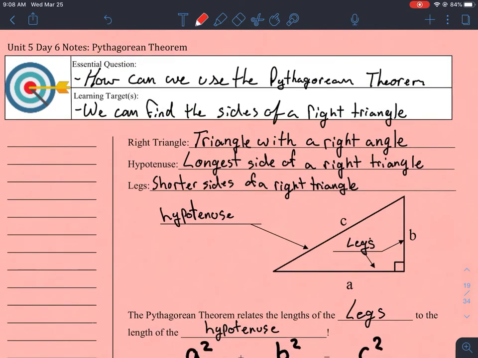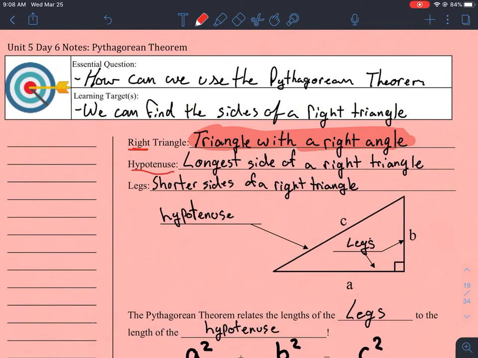First things first, what is a right triangle? It is a triangle with a right angle in it. If you look down here at the example and you look at this little symbol down here, these sides make a right angle. That's where the name comes from. It's a right triangle.